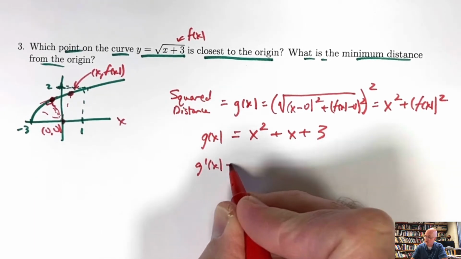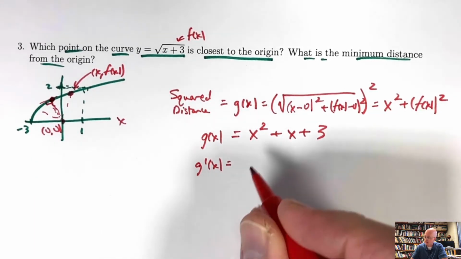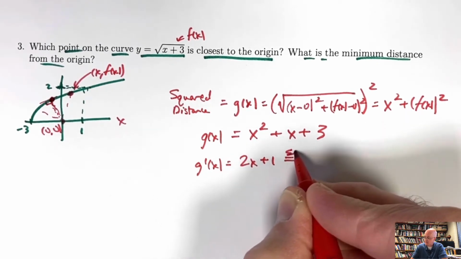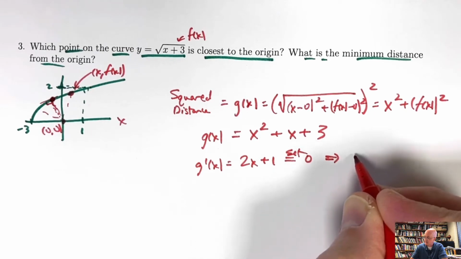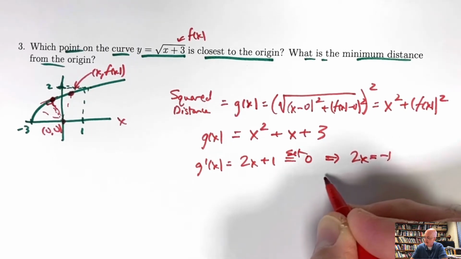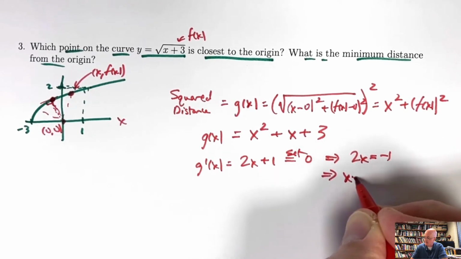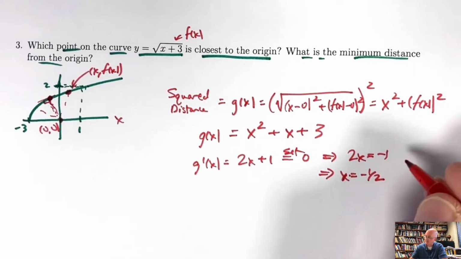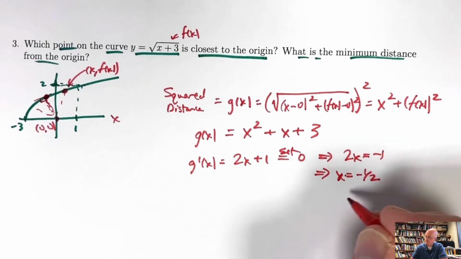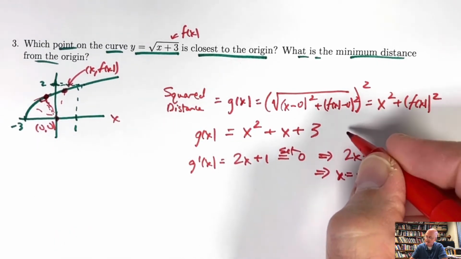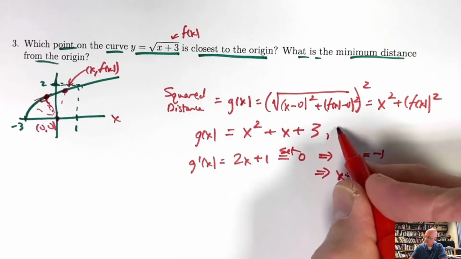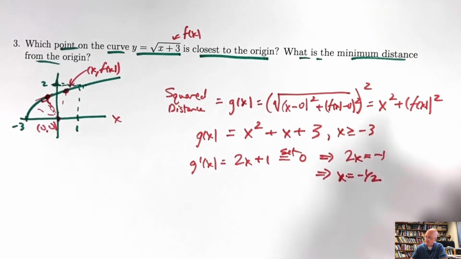G prime of x, wherever this is minimized, the square root will also be minimized. It's 2x plus 1, set that equal to 0, solve for x. 2x would be negative 1, so x would be negative 1/2, your critical point. This is a parabola opening upward, its graph here. The relevant domain is the same as the relevant domain here for the square root of x plus 3. It's for x greater than or equal to negative 3.